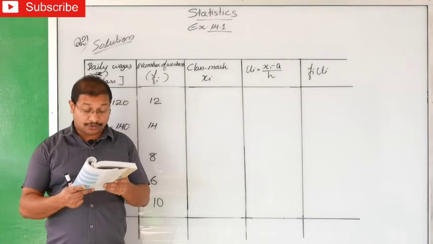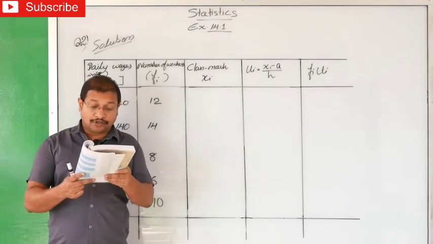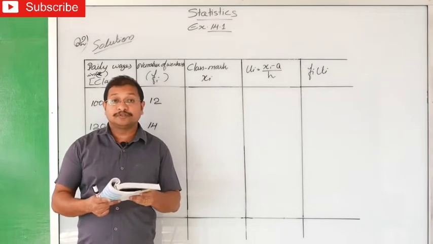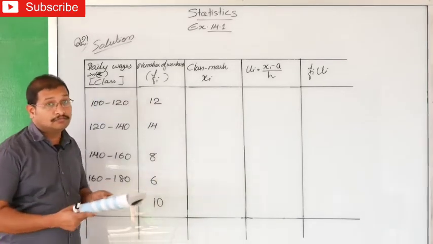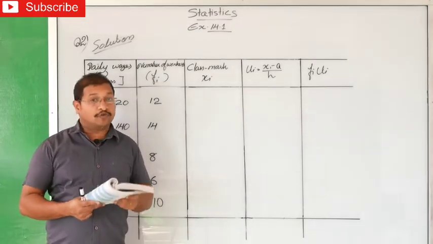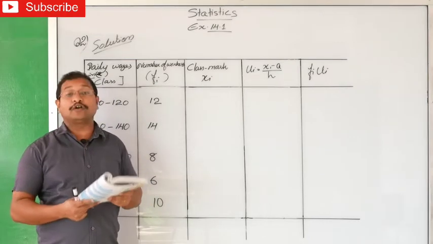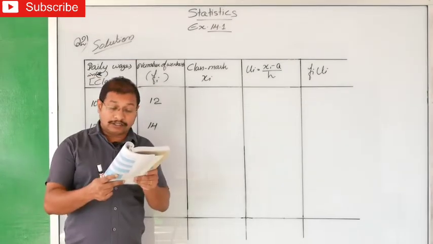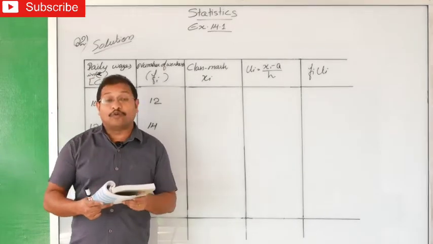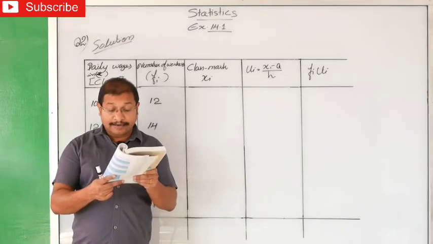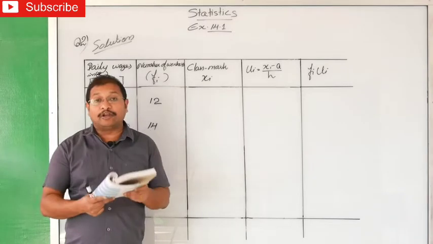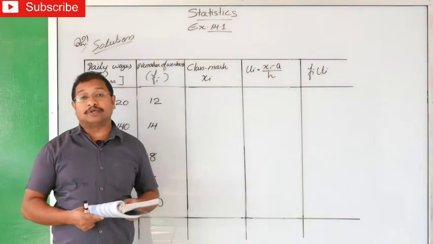Second question. I'll read the question once. Consider the following distribution of daily wages of 50 workers of a factory. First column, daily wages in rupees: 100 to 120, 120 to 140, 140 to 160, 160 to 180, 180 to 200. Then number of workers: 12, 14, 8, 6, 10. Find the mean daily wages of the workers of the factory by using an appropriate method.